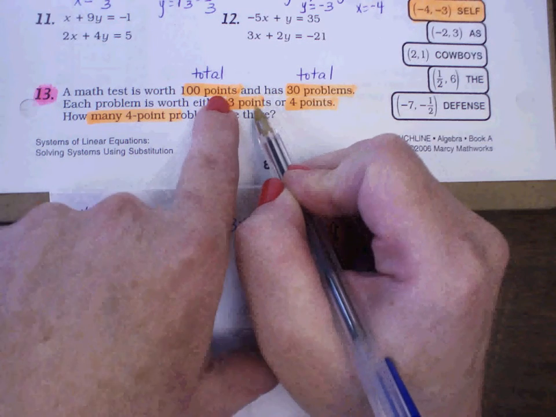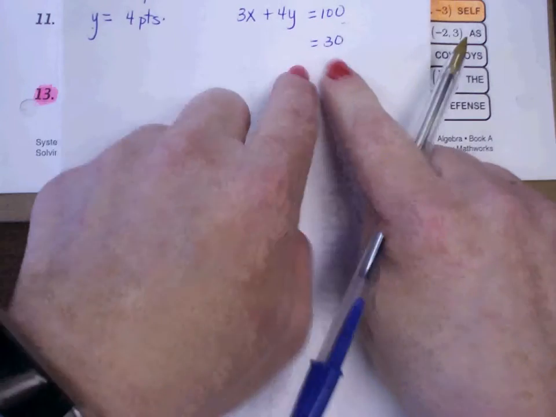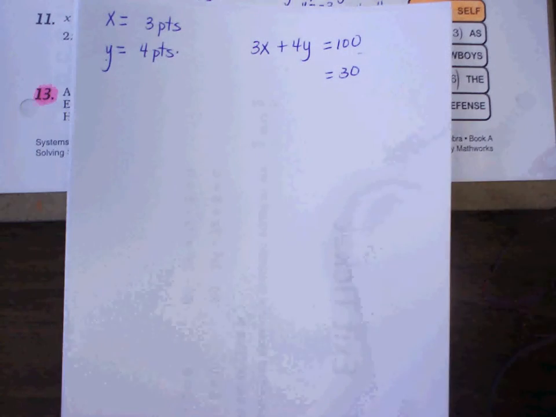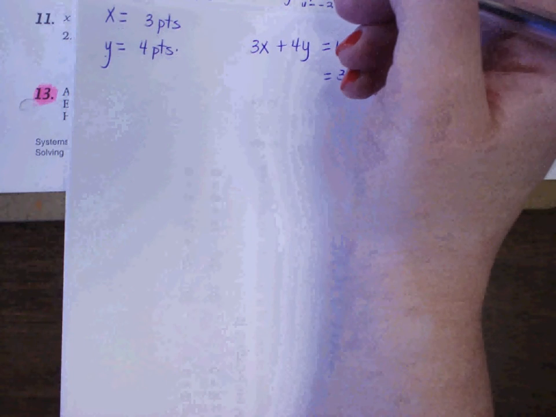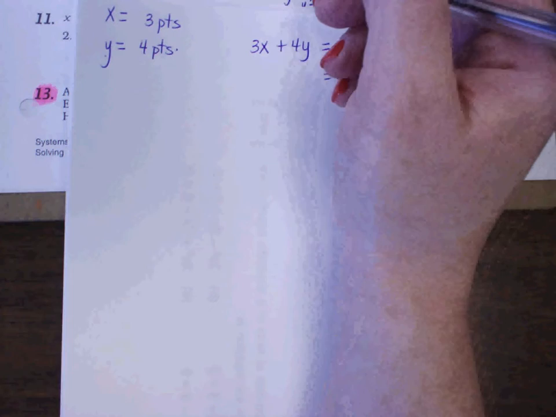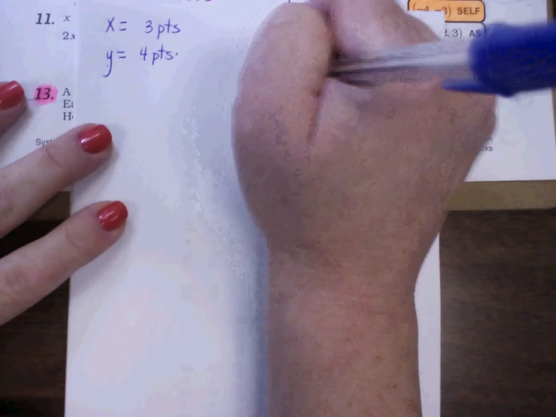Say that again. Thank you. Because you have two different kinds of problems. You have problems that are x's, worth 3 points, and problems that are y's, worth 4 points, but you don't know how many you got. So, let's say you got 15 problems that are x's. How many y problems do you have? 15 more, because they need to add up to 30.